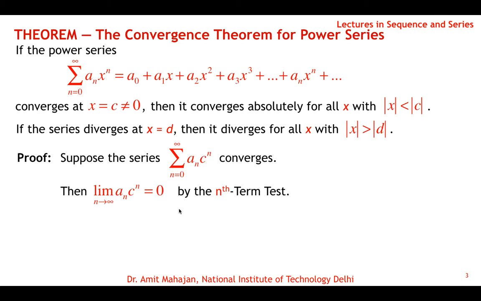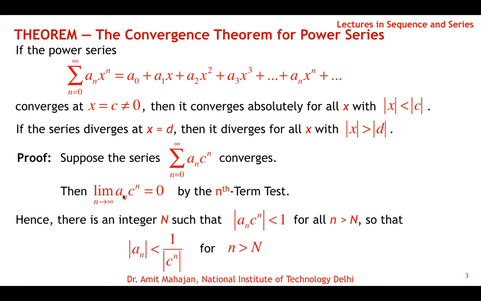And so there exists an integer capital N such that the absolute value of a n c power n must be less than 1 for all n greater than some integer capital N. Okay, and so we can rewrite this and calculate a n in terms of c power n as: the absolute value of a n is less than 1 by the absolute value of c power n for all n greater than or equal to capital N.